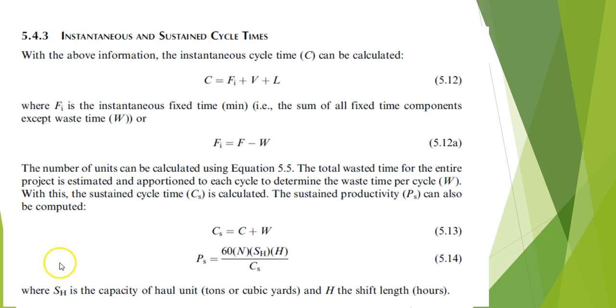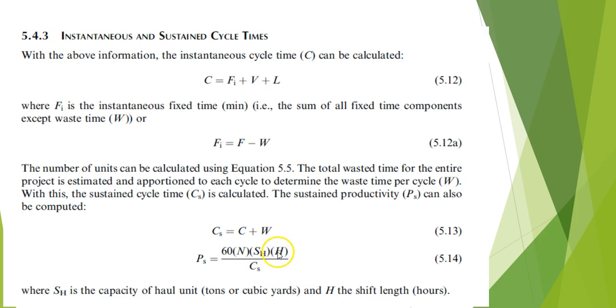Once you know V, that variable time, then you can go ahead and calculate instantaneous cycle time by equation 5.2, which is C. V is that variable time. F1 is a sum of all the fixed time components. Again, we looked at those a couple minutes ago. And L is the distance that we're going. You're able to go through, and the real bottom line is that we're looking for P, which is the productivity.